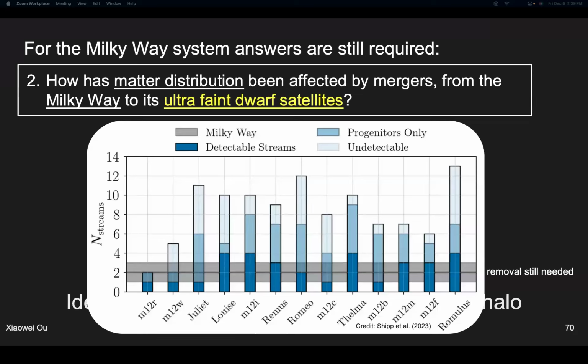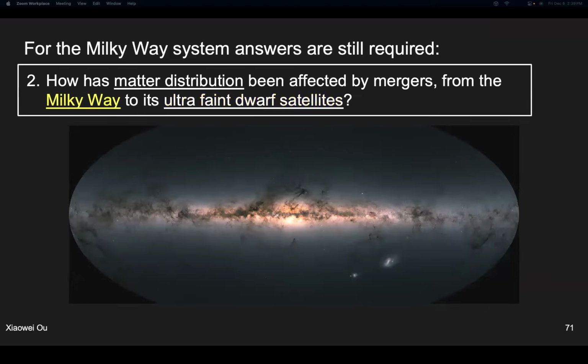So this is telling us that for even more UFDs in the Milky Way, as we keep pushing with the depth of our next generation surveys, for example the LSST survey, we should start to see more and more of these previously unknown tidal disruptions. Okay, so that was the UFD. Now I'm going to move on.